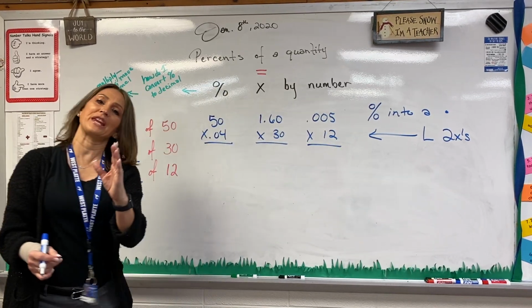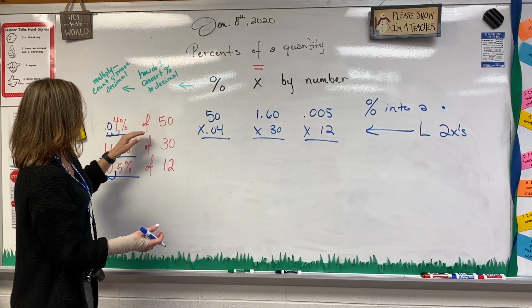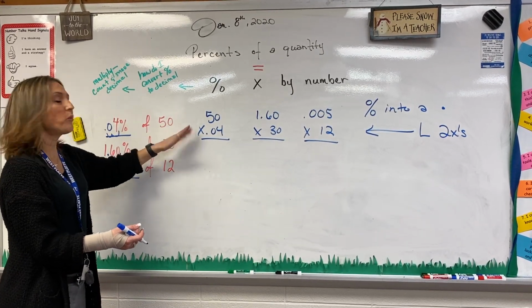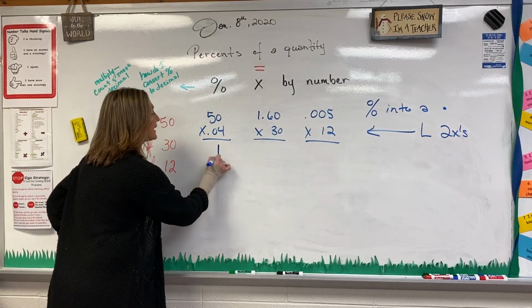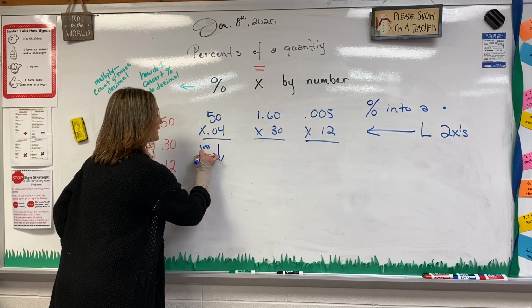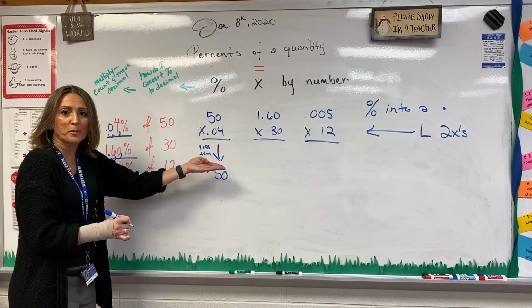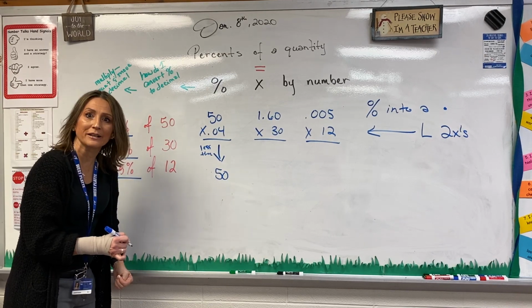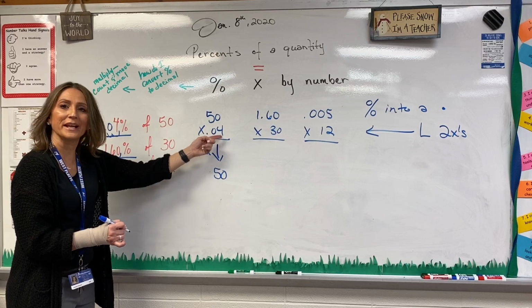And if you look at these, there's some number sense that should be happening. 4% of 50. Right away, your students should know, well, if it's 4% of 50, I know I'm going to get a number less than 50. It has to be smaller. I only have 4% of it. They know what 50% of 50 is. They know it's $25. So 4% has to be less.